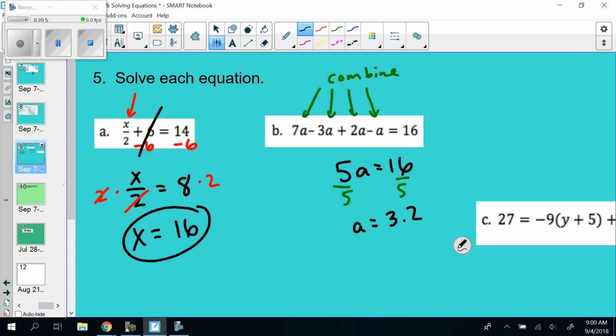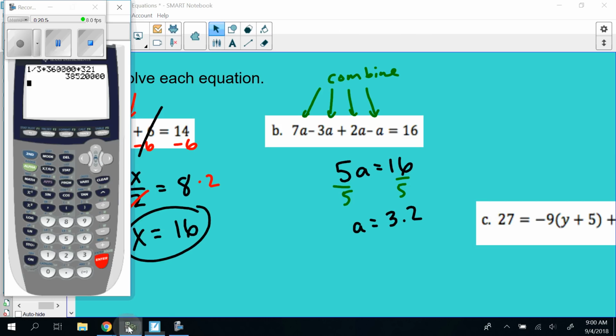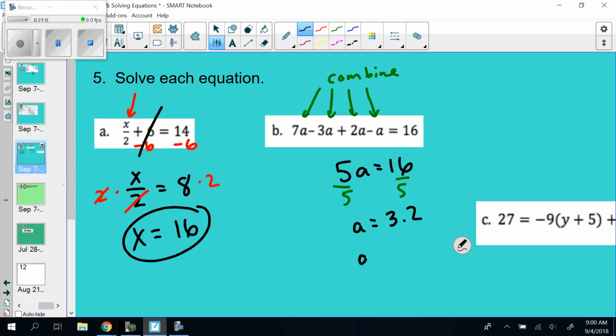3.2. And you could get that on your calculator just by dividing 16 divided by 5. You could also write this as a fraction, because sometimes on tests like the ACT they'd be fractions, so then you just write it as 16/5. Either of these two would be acceptable answers.